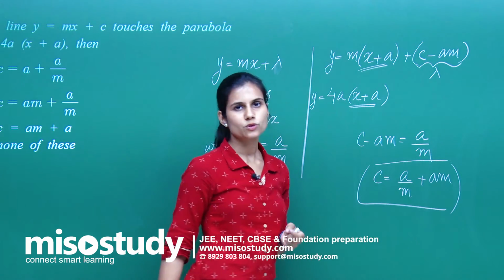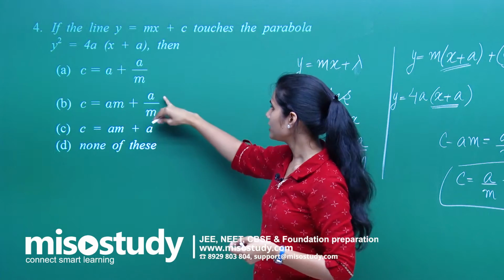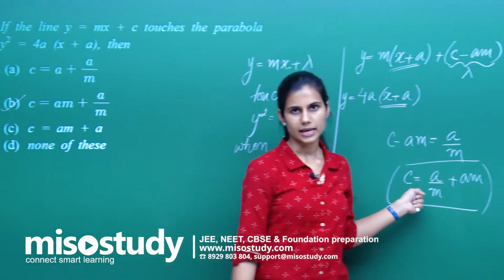It is this condition which is going to make sure that the very line is touching the parabola, which is what? A by m plus am. Clear? A by m plus am.